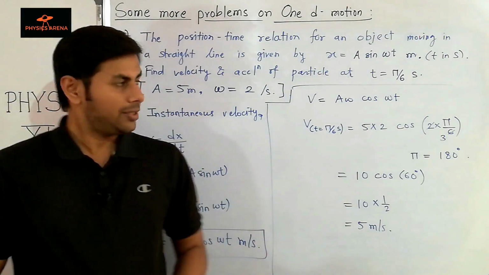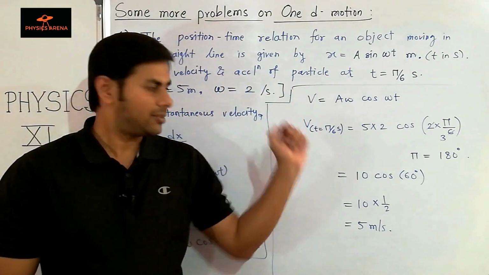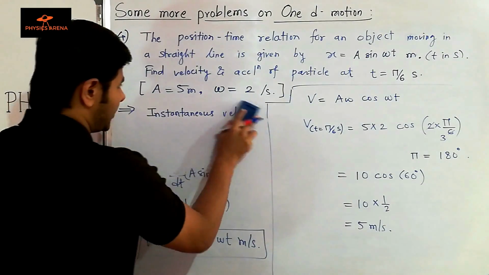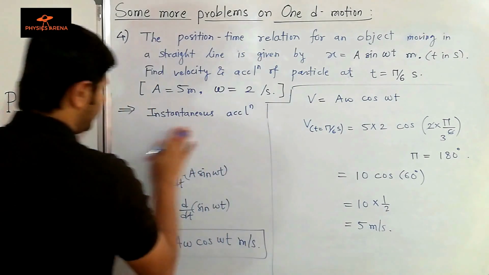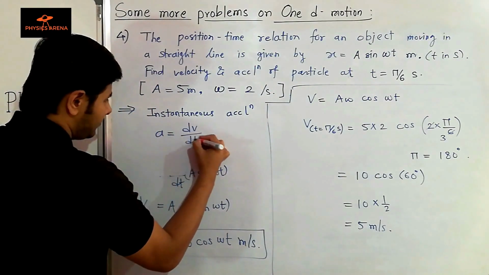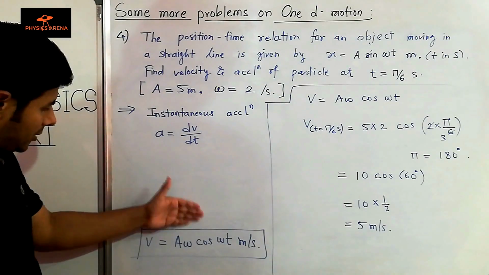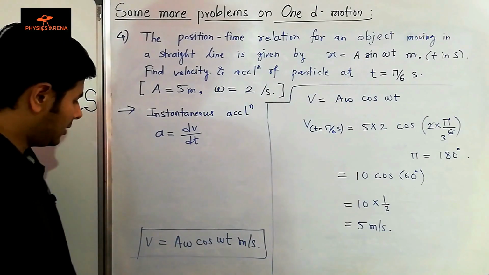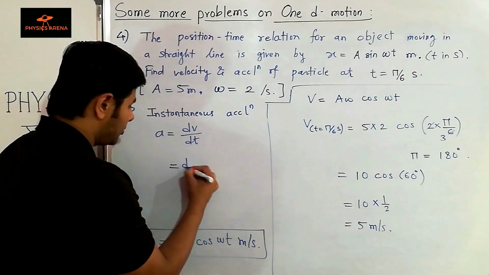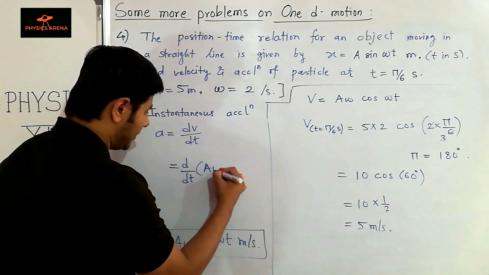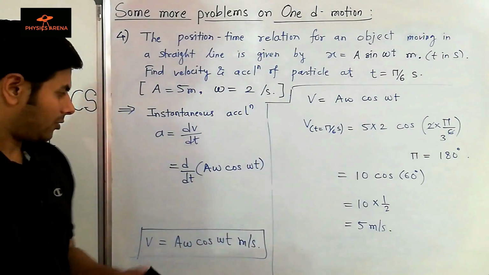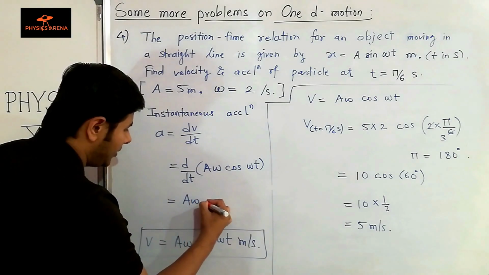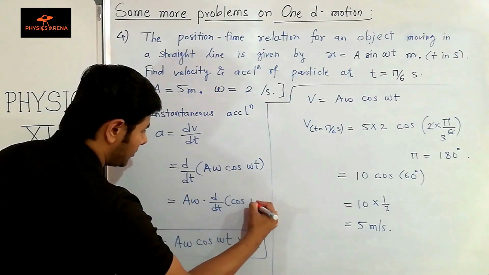Okay, next thing we have to find is acceleration of the particle, and it is similar to this velocity, except it is the derivative of velocity. So instantaneous acceleration a is dv by dt, and we have this equation for v here, which is a omega into cosine of omega t. Let us substitute this equation here. So d by dt of a omega into cosine of omega t. Now a is constant, omega is constant, so I will take them outside this bracket. So it is a omega multiplied by d by dt of cosine of omega t.